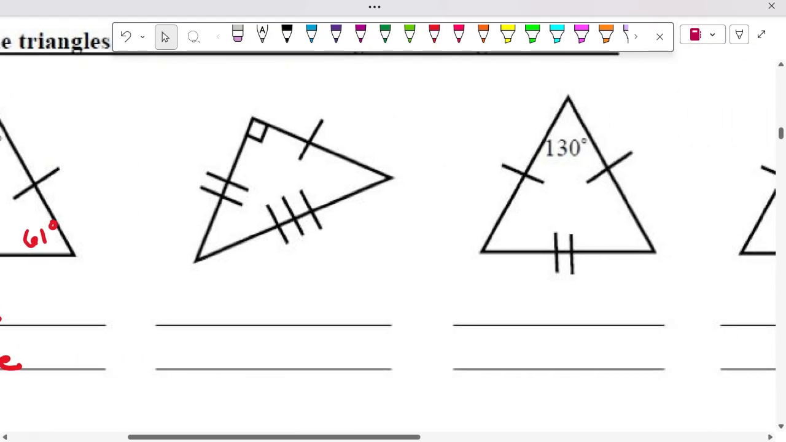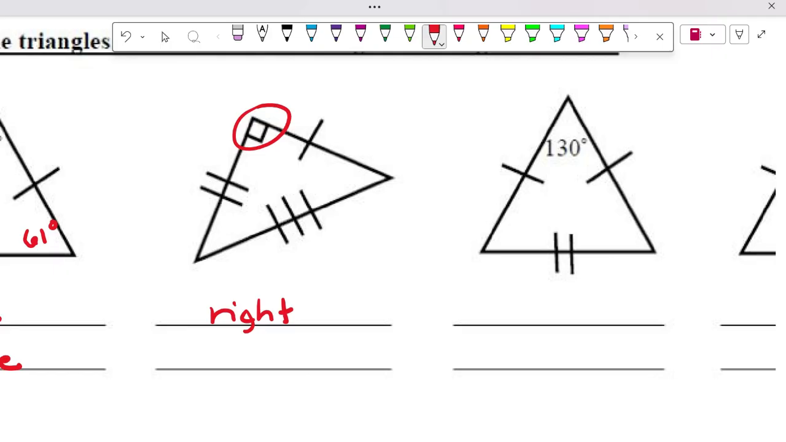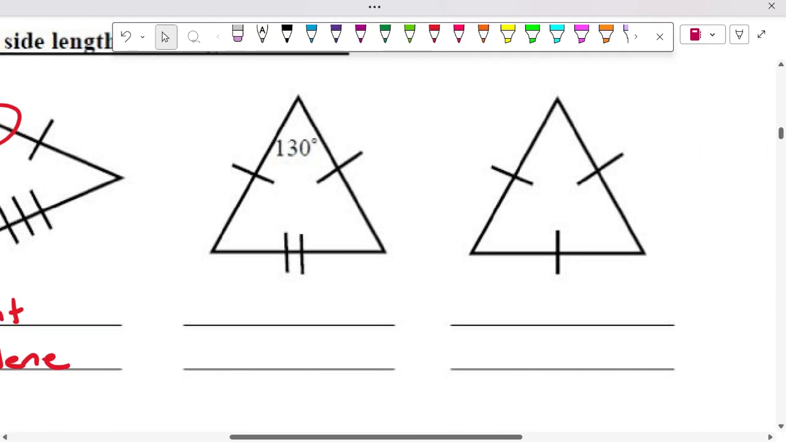What about the next one? Do I have enough info? Yeah. How would I classify this one? A right scalene, because we have the right angle marked already. So automatically, if you see a right angle, you don't have to do any other calculations with angles. It's a right, and all the sides are marked, so it's scalene.